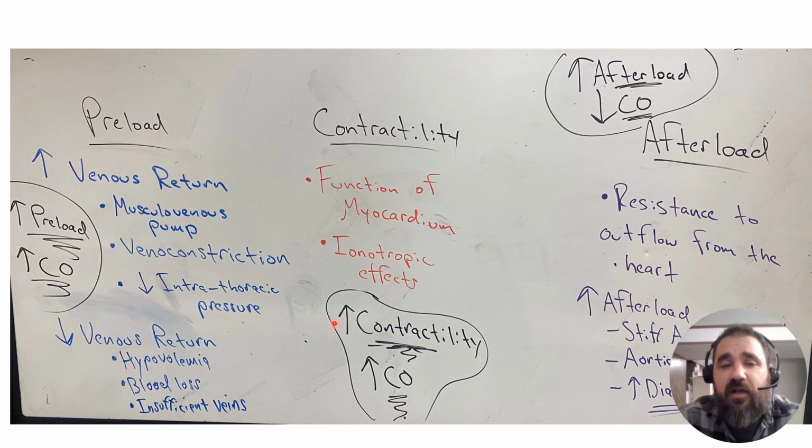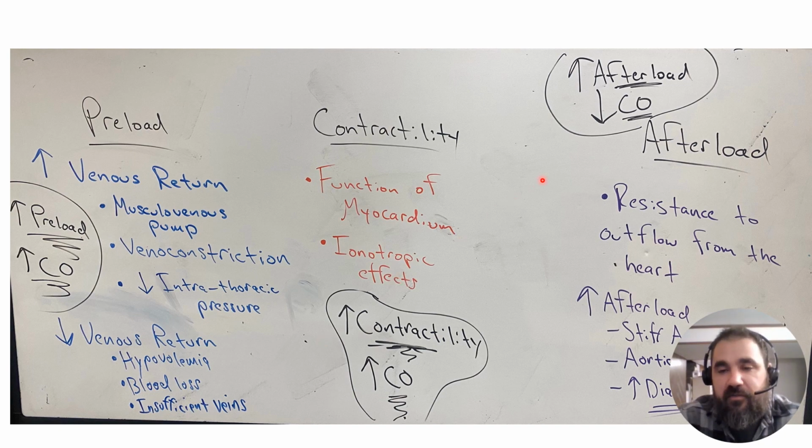So if we increase contractility, we're going to increase cardiac output. And usually if you squeeze more blood into the heart, it's going to contract harder anyways, based on the Starling experiments. It's going to increase our cardiac output. So now we know what increases cardiac output: increasing preload, increasing contractility, which increases stroke volume, and increasing heart rate.